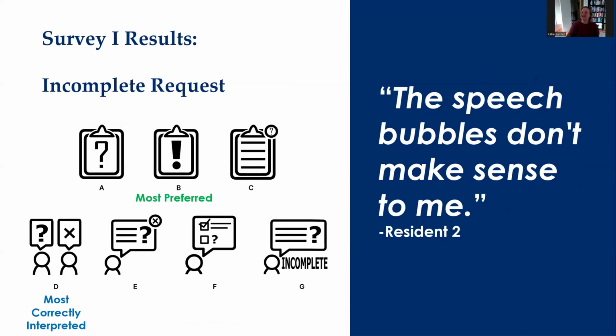For most of the incomplete request icons, only 1 or 2 participants correctly interpreted them. The exception was icon D, where 14% of participants correctly identified it as an incomplete request. However, 0 participants chose it as their preferred icon. Icon B, which was correctly interpreted by 1 participant, was preferred by 43% of participants.